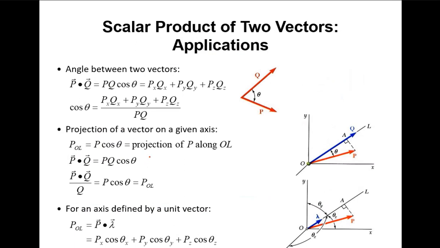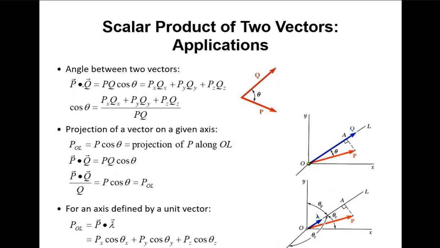Now, scalar product of two vectors, let us see the application of these. Let us see what is the application of the scalar dot product. The first application is the angle between two vectors. You can find out the angle between two vectors. So we know that P dot Q equals PQ cos theta, right?